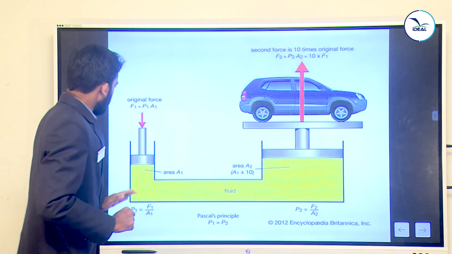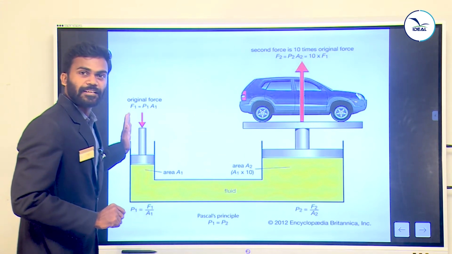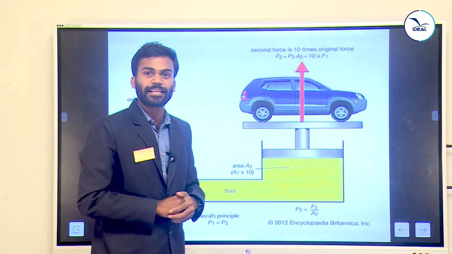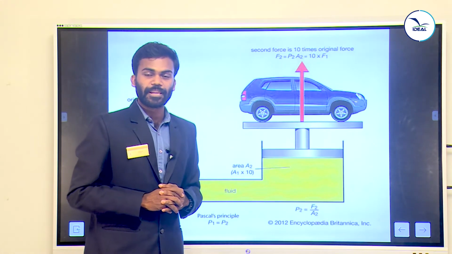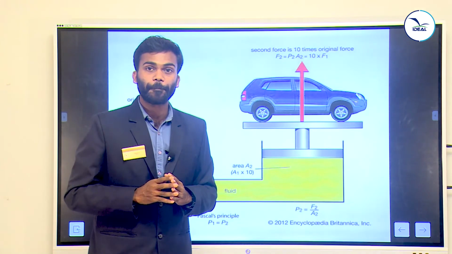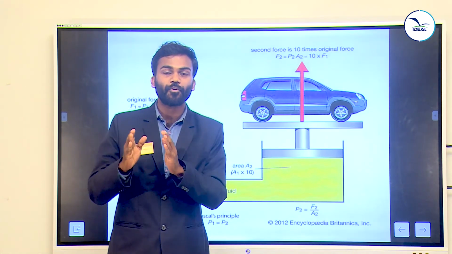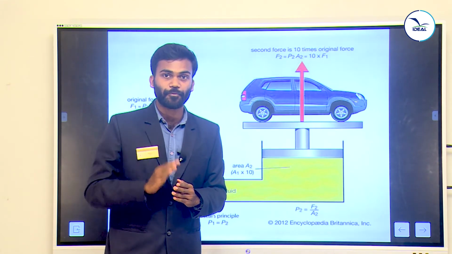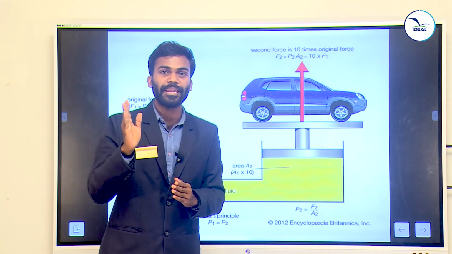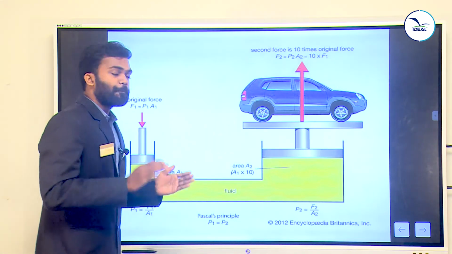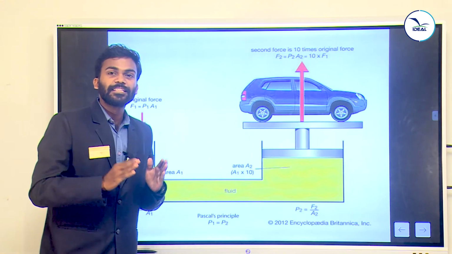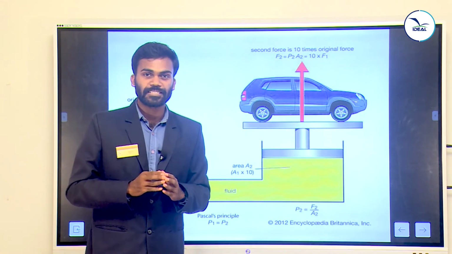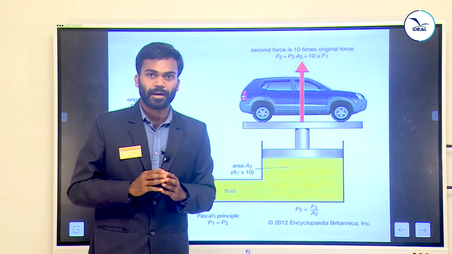The force applied at the first end we can take as F1, and the force experienced at the second end we can take as F2. We know the equation for pressure, that is P = F/A. Remember, pressure is equal to force by area. Pascal's law says that the pressure inside a closed system which contains a liquid at rest will be equal at all points.